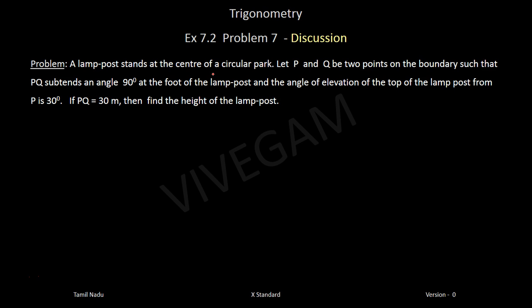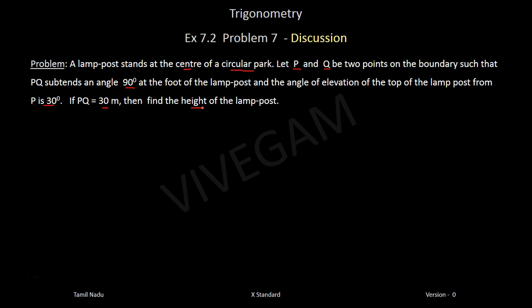It's quite confusing, isn't it? But anyway, let's note down. It's a circular park. The lamp post stands at the center. P and Q are 2 points on the boundary, which means on the circle. And it subtends 90 degrees at the center, at the foot of the lamp post. Then the angle of elevation of the lamp post is 30 degrees from P. PQ is 30 meters, and we are asked to find the height of the lamp post.